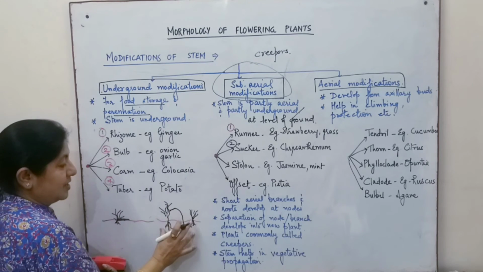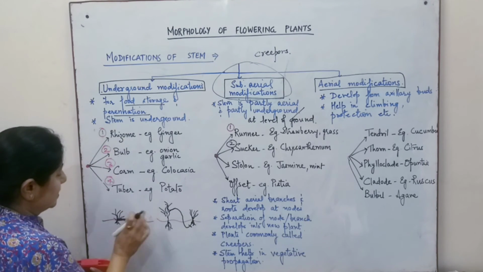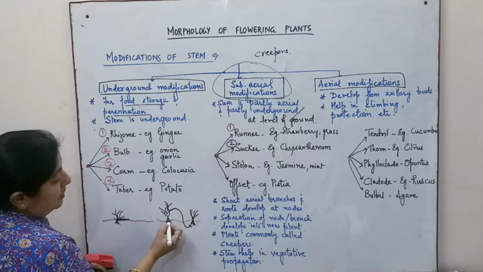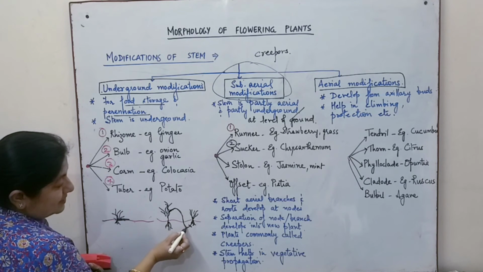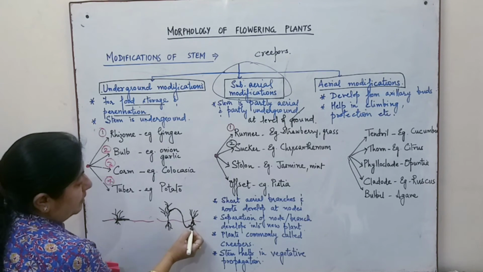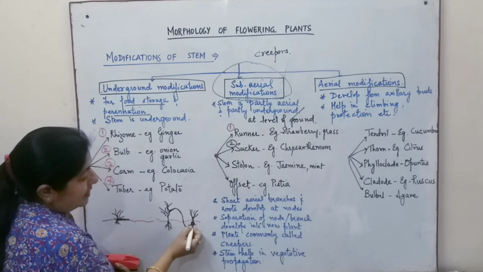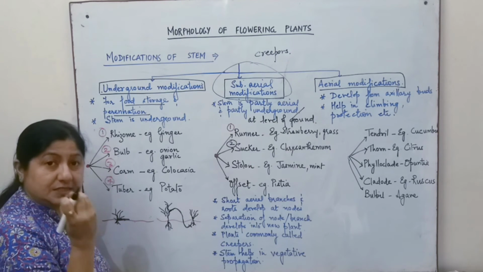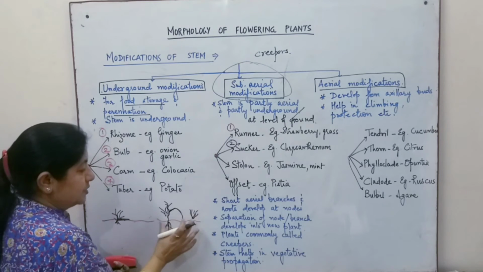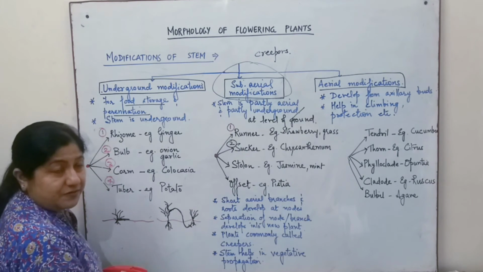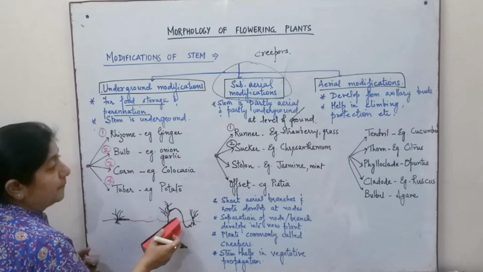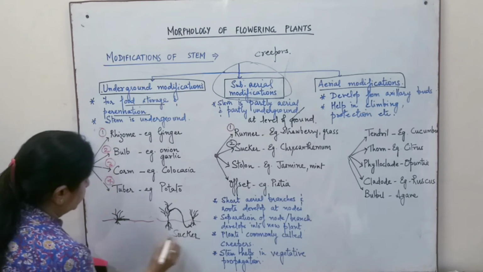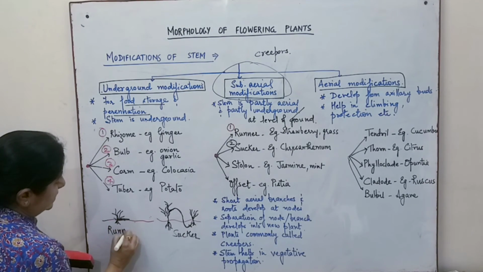So the sucker and runner are different in a way, because in the runner the stem is parallel to the ground, whereas in the case of the sucker, one of the lateral branches goes deep inside the soil, and at the end it moves up where it develops the roots, and from that portion the new plant develops. This process continues. That's why we say the stem helps in vegetative propagation. This is the sucker type. This is the runner. Example is grass.